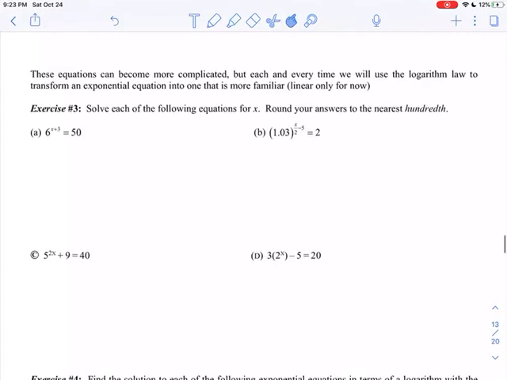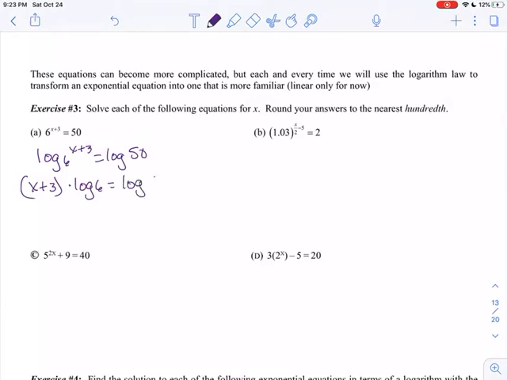All right, next page. Let's make them a little bit harder here. These equations can become more complicated, but basically you're just using that logarithm law. So I'm going to have log of 6 to the x plus 3 equals log of 50. The x plus 3 comes out in front.